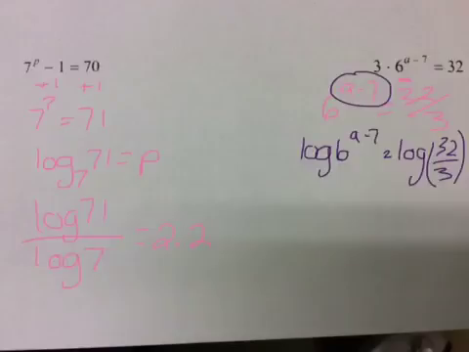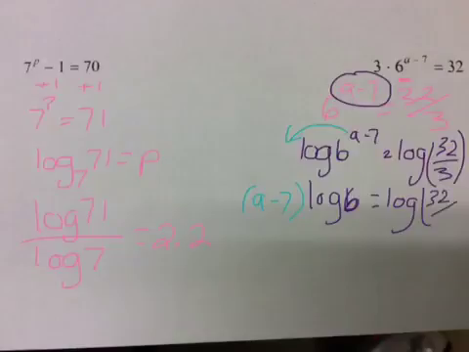And pop that exponent to the front. So we have a minus 7 times log 6 equals log of 32 over 3. And then we got to divide both sides by the log of 6. Now that's going to give us a minus 7. So in order to just get a, whatever we get for an answer here on the right, we're going to have to add 7 to the whole thing.